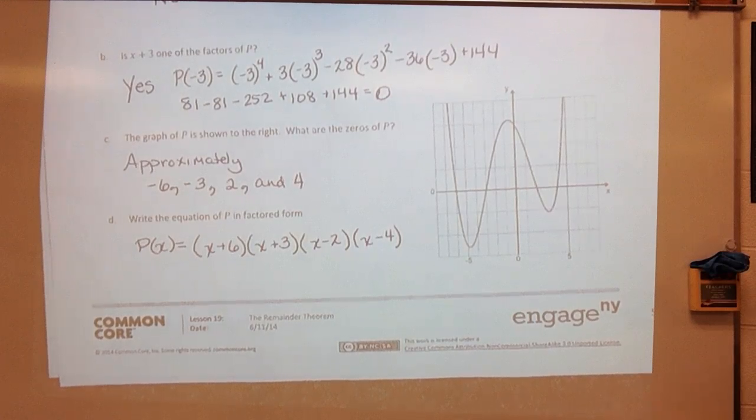Alright. Not extremely difficult here. Alright, let's look at exercise 6.